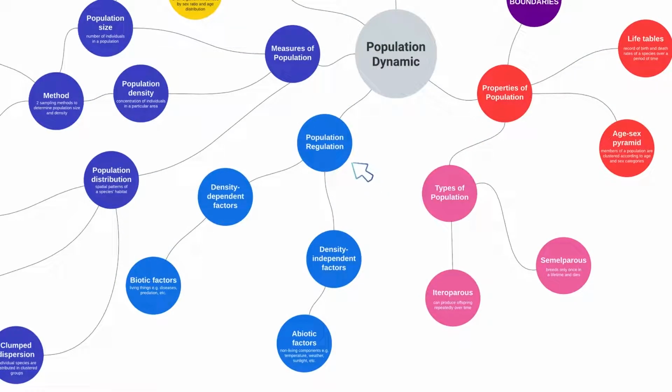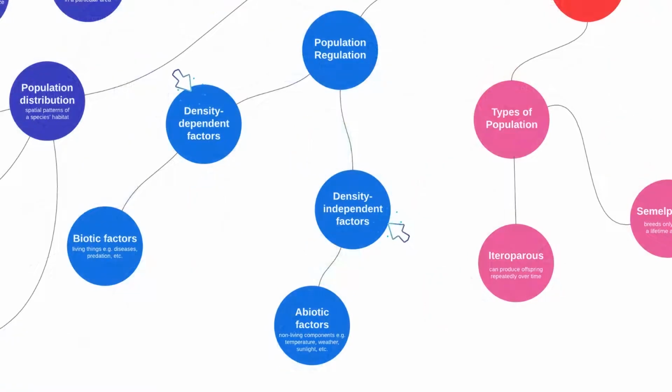Next is population regulation. As we've just learned, all population growth is regulated. These regulations come in 2 types: density-dependent and density-independent, the former relying on a population's density while the latter does not. Density-dependent factors are usually biotic in nature, since biotic factors tend to spread more easily when a population is more densely packed in an area.